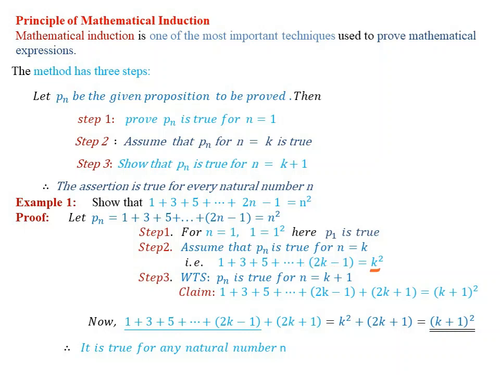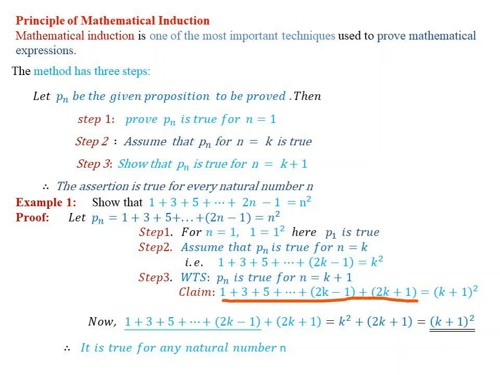Step 3: we want to show that the given statement Pn is true for n is equal to k plus 1. Therefore our claim is 1 plus 3 plus 5 plus 2k minus 1 plus 2k plus 1 is equal to k plus 1 the whole square. Now let us start from the left hand side of our claim.